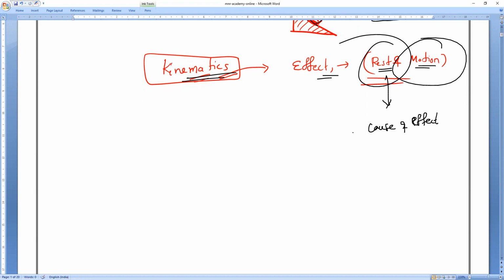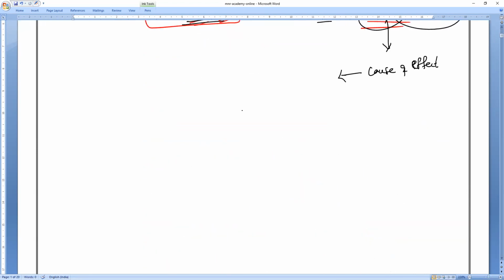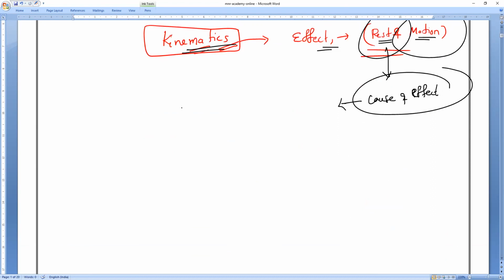And who is causing this effect? Cause and effect we are going to discuss in this chapter. That is Newton's laws of motion, where we discuss the cause of the position of the body, either it is a state of rest or state of motion. That is the separate branch of physics, which we call dynamics. Clear, everybody?